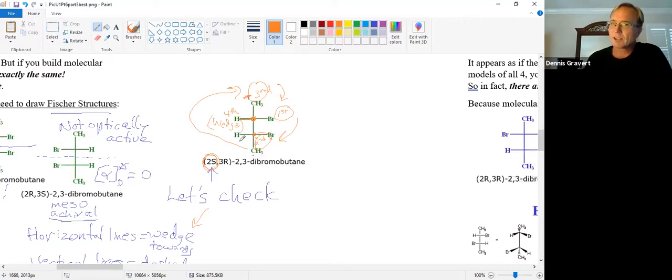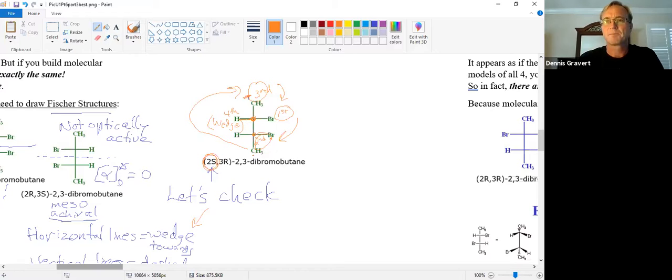So it looks like it's R, but that darn 4th group should have been on a dash bond. It isn't, it's on a wedge. In Fischer drawings, horizontal bonds are wedges. So you have to change your answer. It is not R. It totally looks like it should be. But the molecule is drawn incorrectly for the correct configuration. So it's not R. Switch it, it's S. Nice.